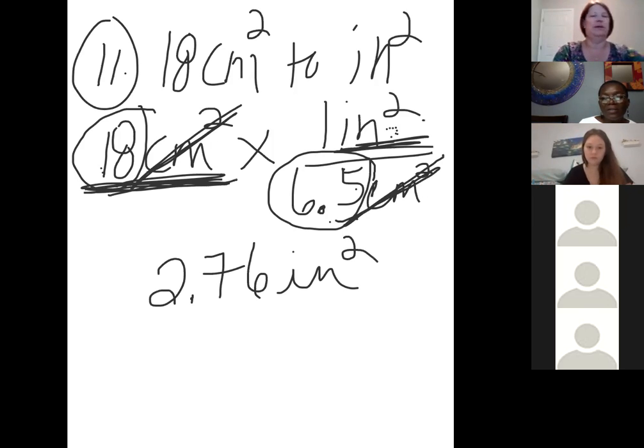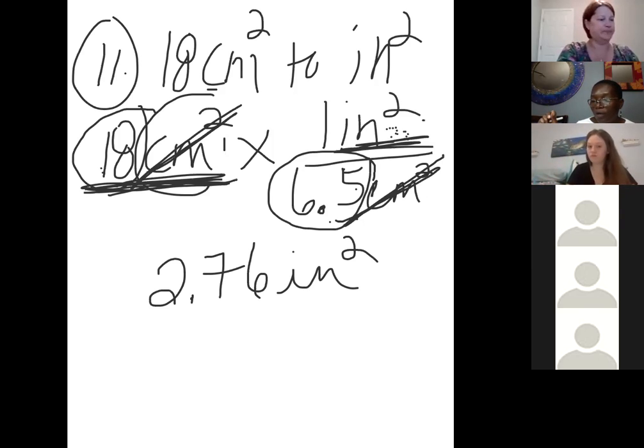Why did you divide? Why did I divide? Because the centimeters here are smaller than the inches, so that's why I'm dividing. Remember, guys, earlier I told you this: when you are going from small to large, you're going to divide, and when you're going from large to small, you're going to multiply. That's key when you're doing the conversions.